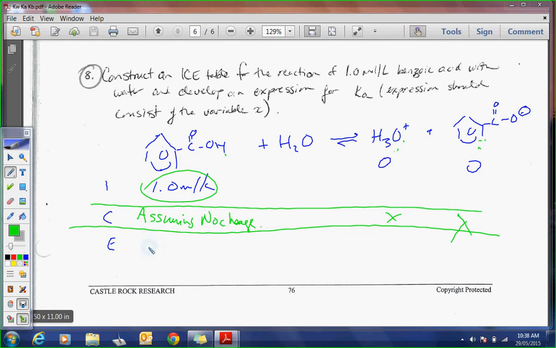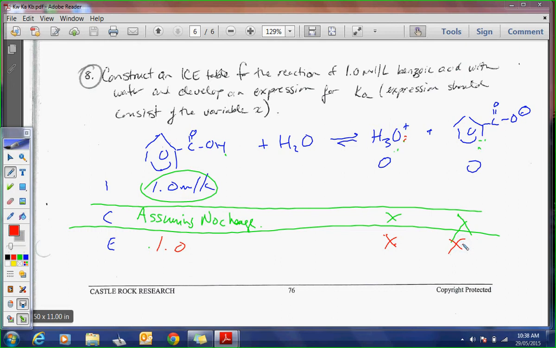So what is the equilibrium concentration then? 1 minus, assuming no change, is still 1, because there's no change. What is the equilibrium concentration of this? 0 plus x, which is just x, and here is x. Now, for every single weak acid, these two will be the same. Because it's always one proton that breaks off and the extra bit. It's always 1 and 1, right?